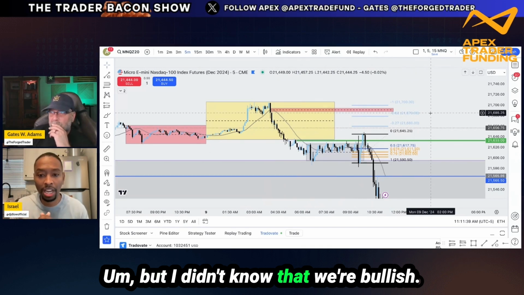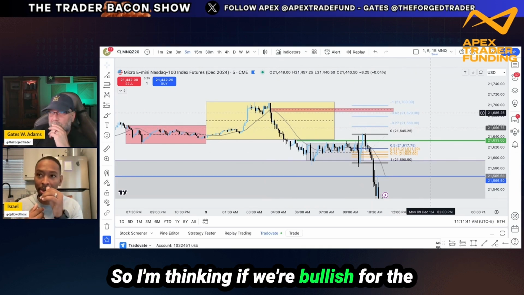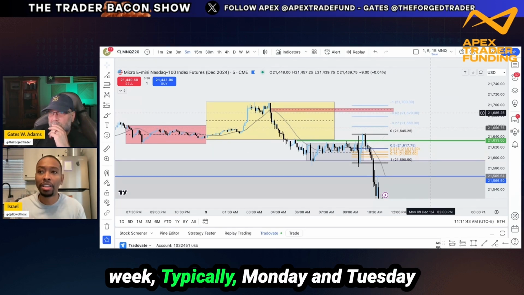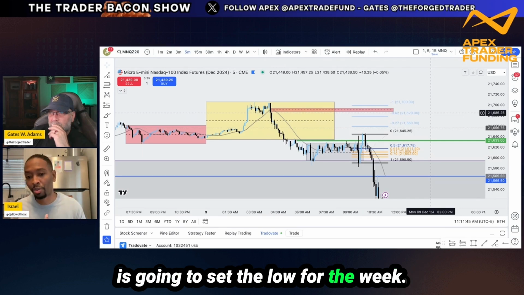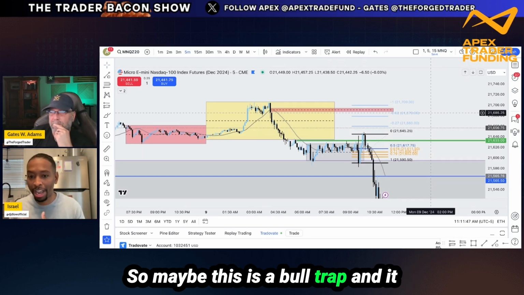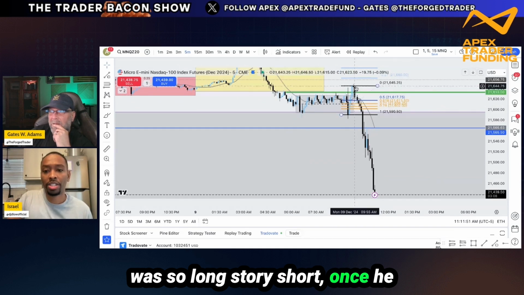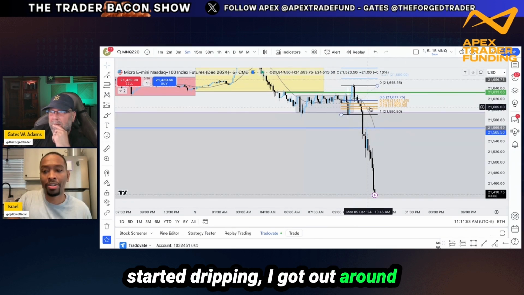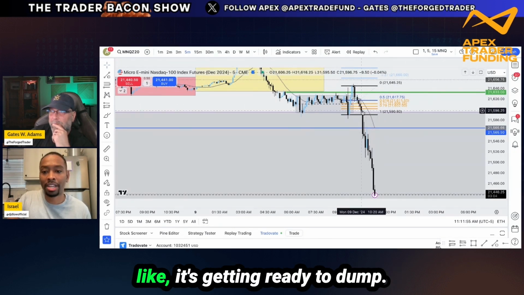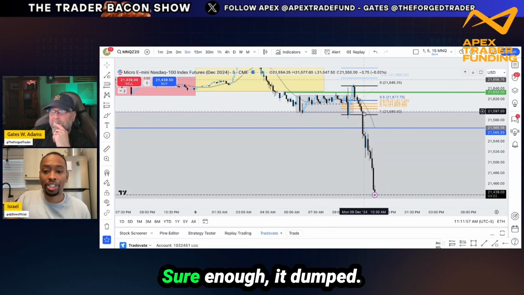But I didn't know that we're bullish. So I'm thinking if we're bullish for the week, typically Monday and Tuesday is going to set the low for the week. So maybe this is a bull trap, and it was. So long story short, once it started dripping, I got out around the 79 retracement because I was like, it's getting ready to dump. And sure enough, it dumped.